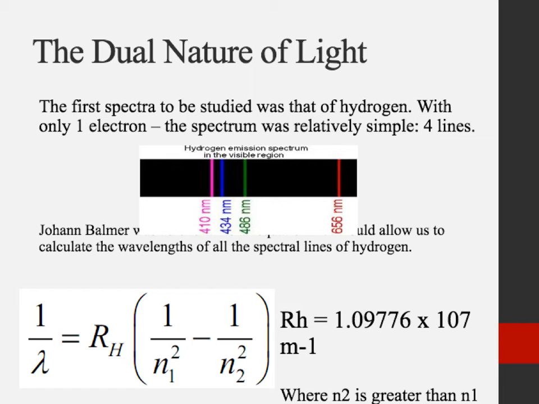Johann Balmer was able to write an equation that would allow us to calculate the wavelengths of all the spectral lines of hydrogen. And this is his equation that you see here, where 1 over lambda equals RH times 1 over n1 squared minus 1 over n2 squared, where n2 is greater than n1, and where n is equal to the principal energy level. RH is a constant, which is listed here.